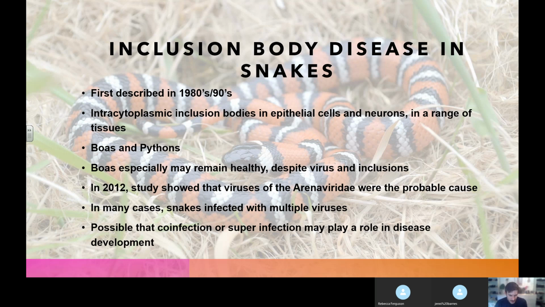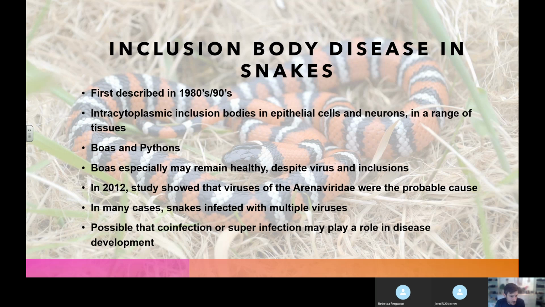There's one interesting study that got published in 2012, which showed that arenaviruses are the probable cause of inclusion body disease. I think that's pretty much now accepted as the cause. There are lots of different arenaviruses, and sometimes snakes with inclusion body disease will have multiple different species of arenavirus.